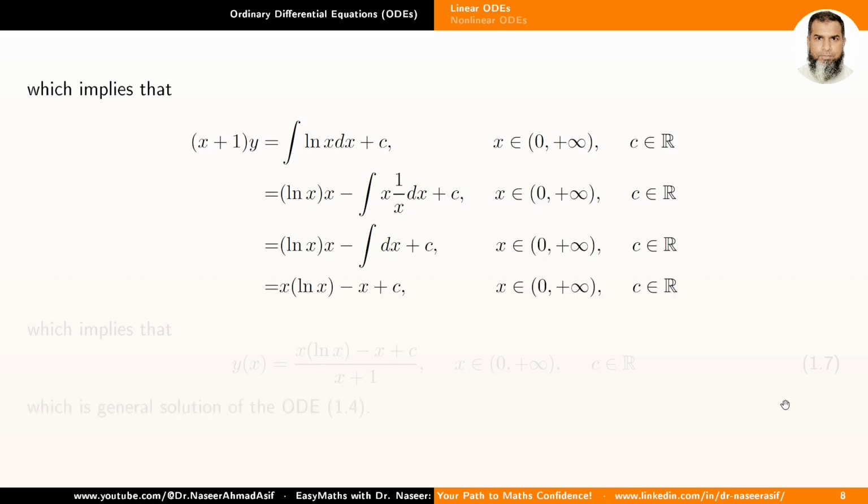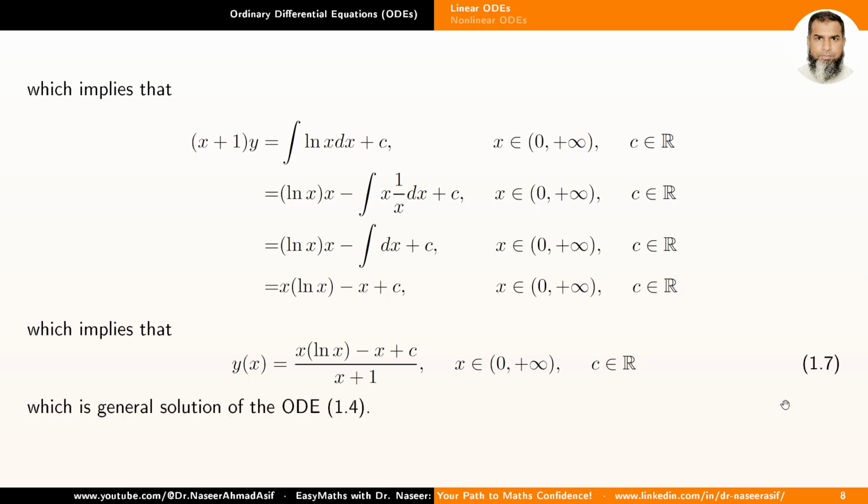So (x + 1) y is equal to x log x minus x plus c, where x belongs to the open interval 0 to plus infinity and c is an arbitrary constant. Dividing this by x + 1, we have y(x) is equal to (x log x minus x plus c) over (x + 1), where x belongs to the open interval 0 to plus infinity and c is an arbitrary constant, which is the general solution of the ODE 1.4.